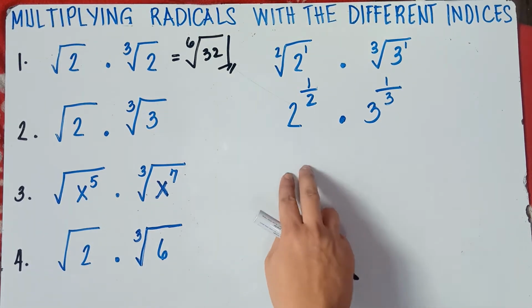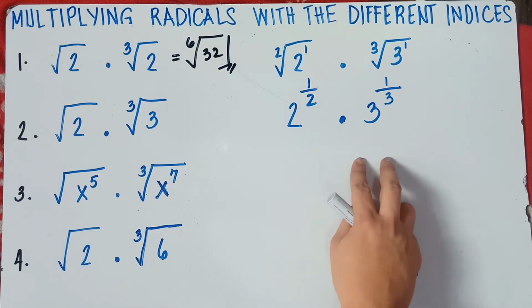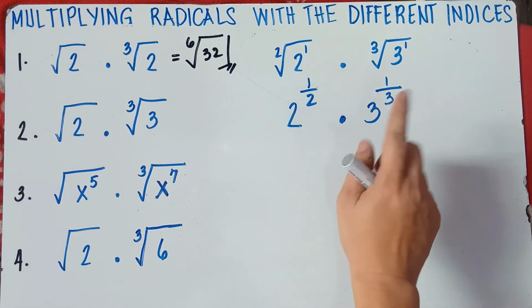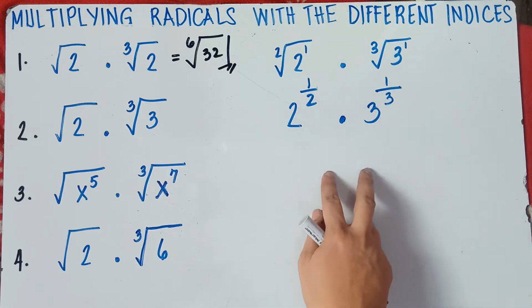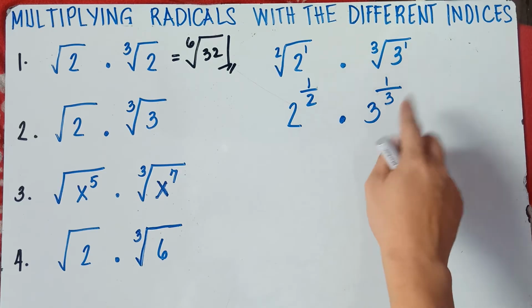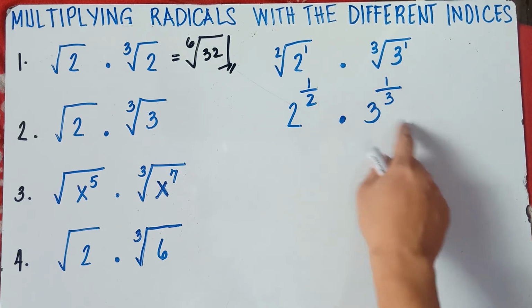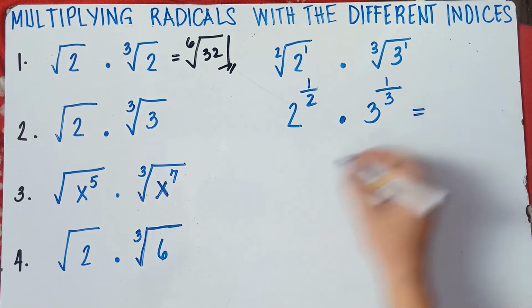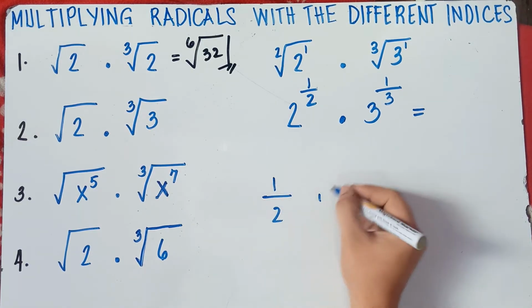Now, this time, class, we cannot apply the laws of exponents because they don't have the same base. This is 2 and this is 3. So, the thing that we will do, class, is find another fraction for 1/2 and for 1/3 so that they will have the same denominator. Let me explain that one, class.